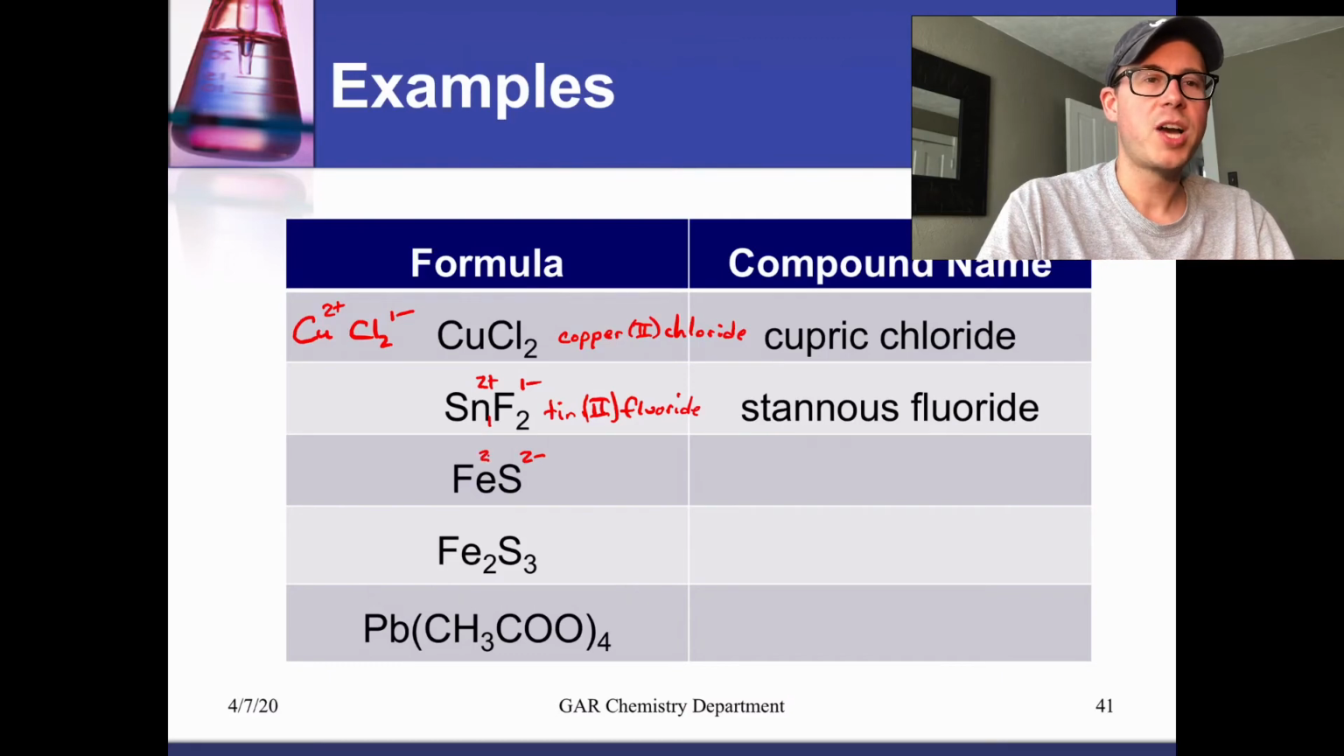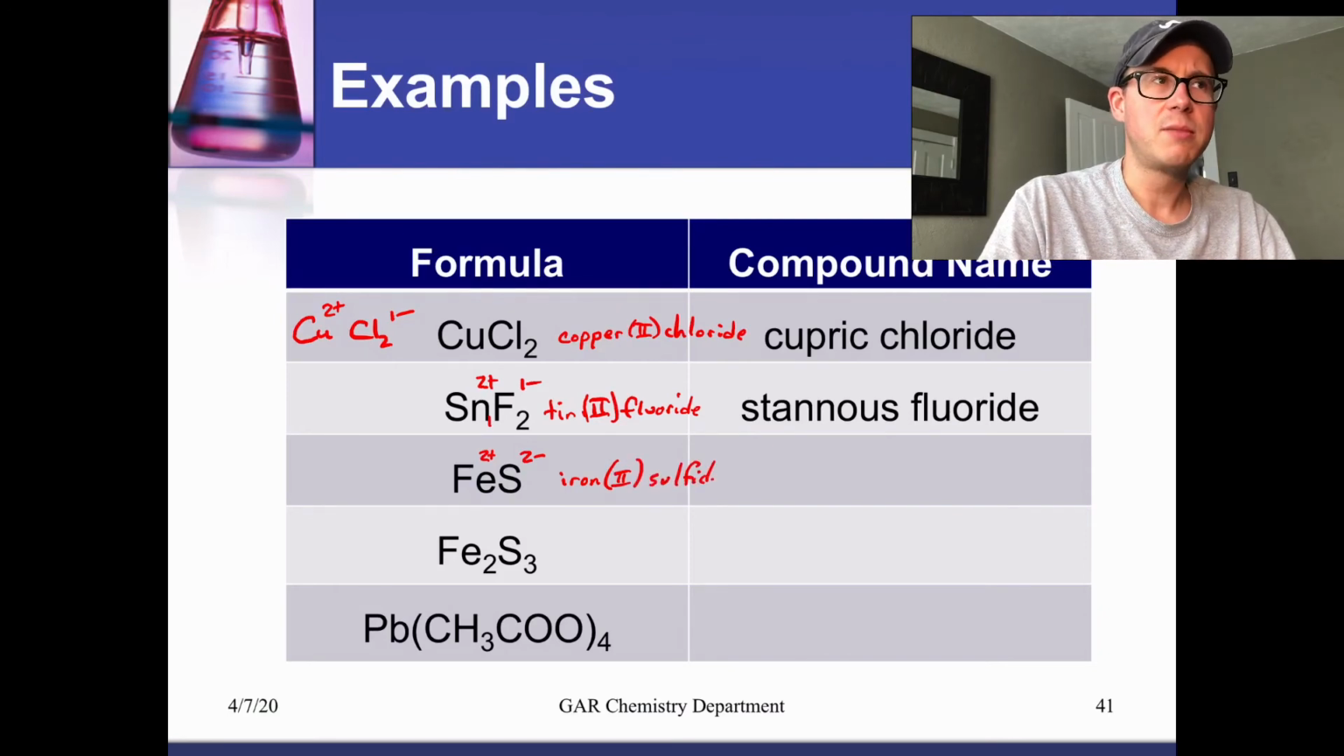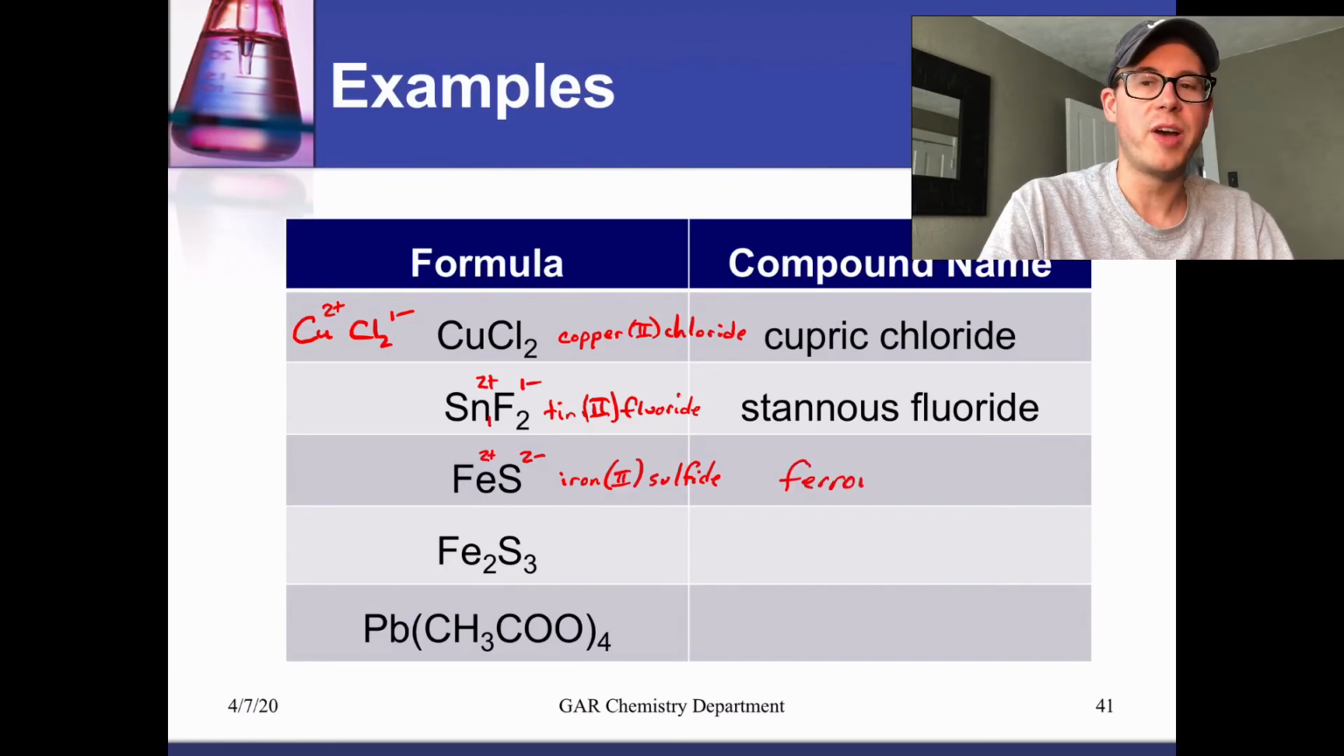In our next example, FeS, the charge of sulfur is 2 minus. You have one of each ion, so the charge of iron has to be 2 plus to balance it out. So we see Fe 2 plus, iron 2 sulfide. Since iron comes in 2 or 3, 2 is the lesser charge, this would become ferrous sulfide.